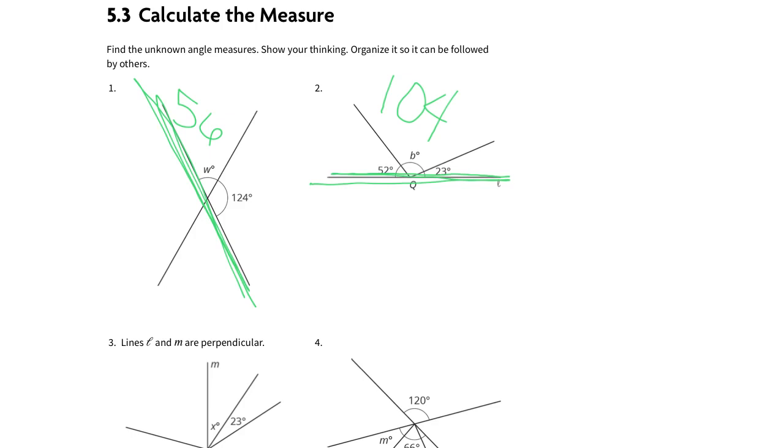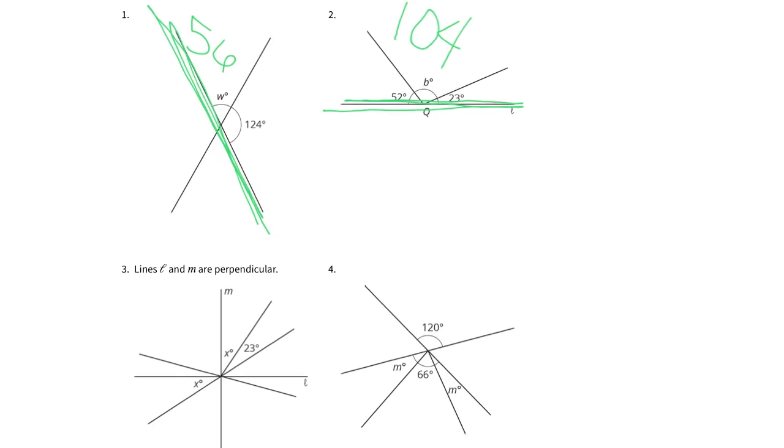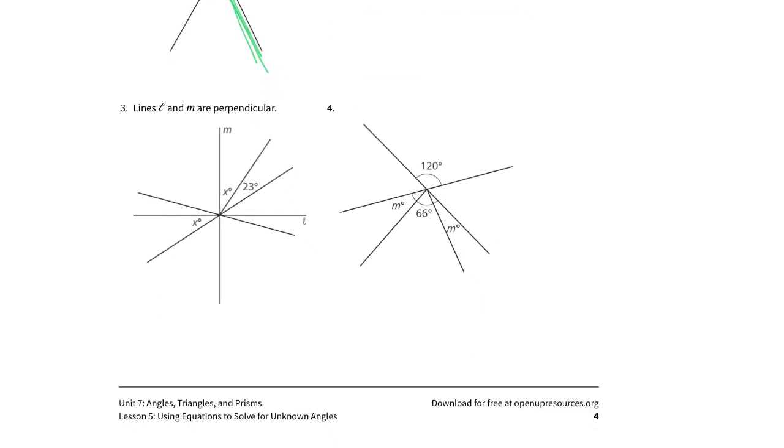Number 3, lines L and M are perpendicular. Perpendicular means they form a right angle. So we know this right here is 90 degrees. Okay. So we need to find X and X. Oh, well, there's 2 of them.